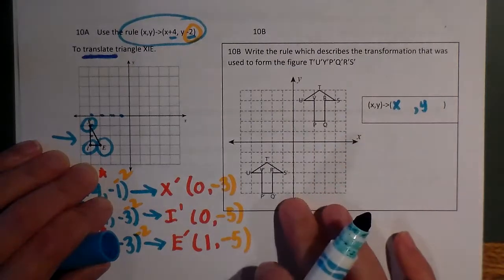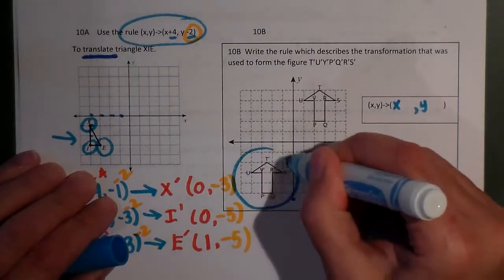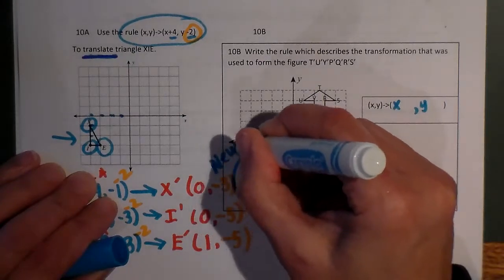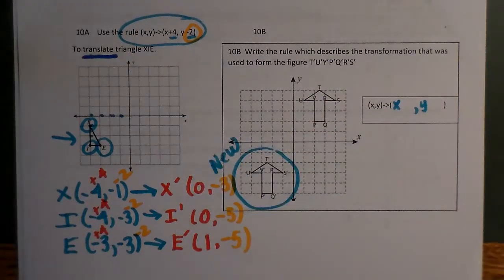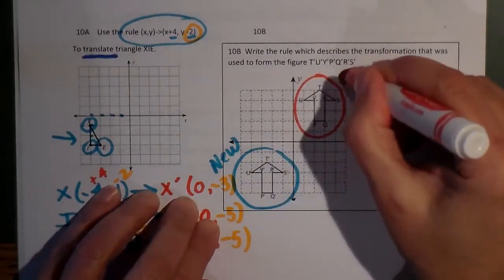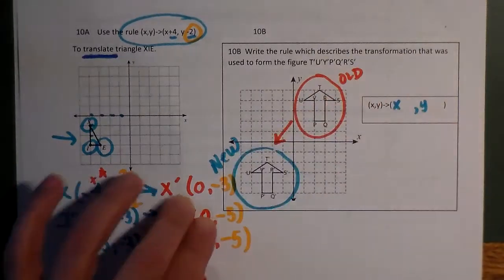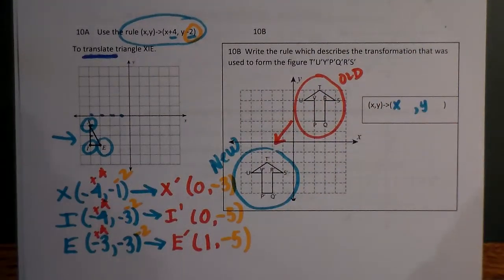Remember, the apostrophes mean that that's the new one. So this is our new guy. That's our image. Our old guy is our pre-image. This is the old guy. So we went from here to here. And so the question is, how did I get from there to there?